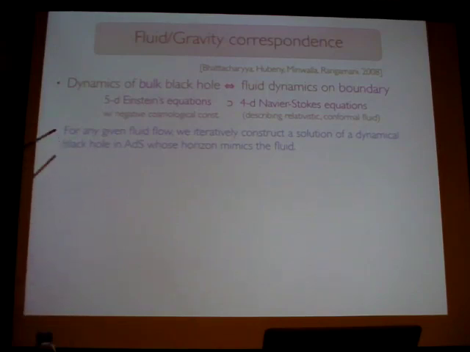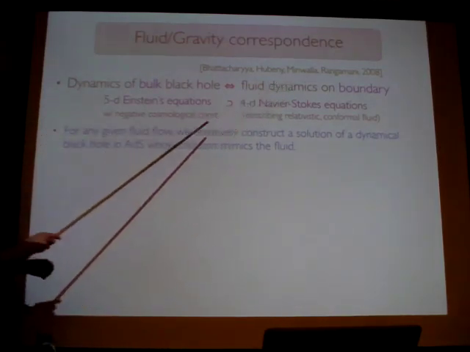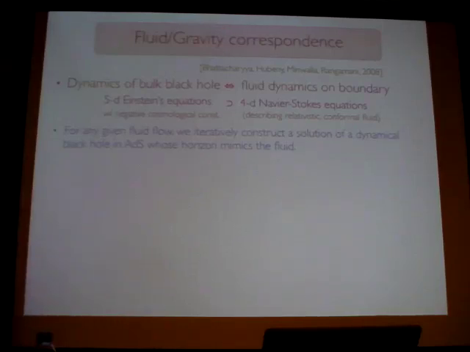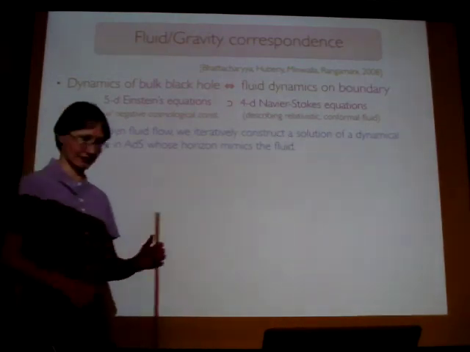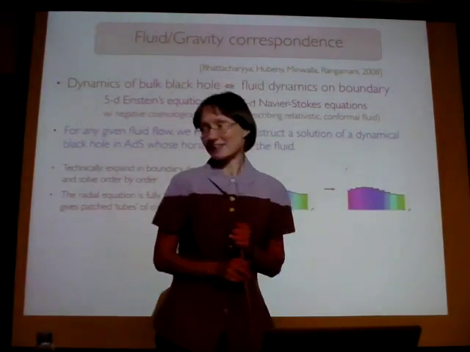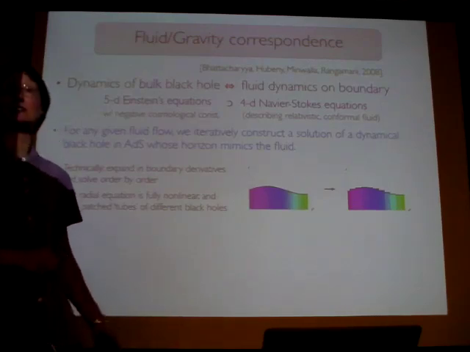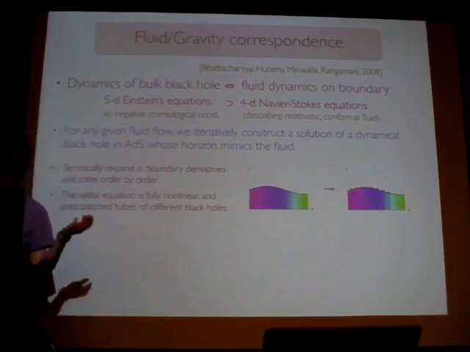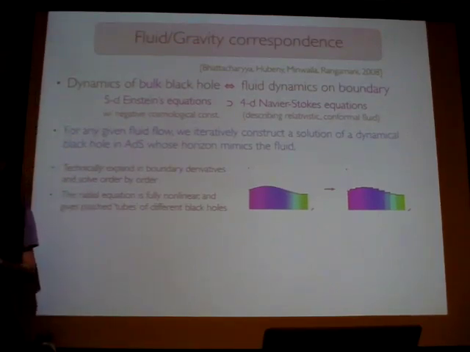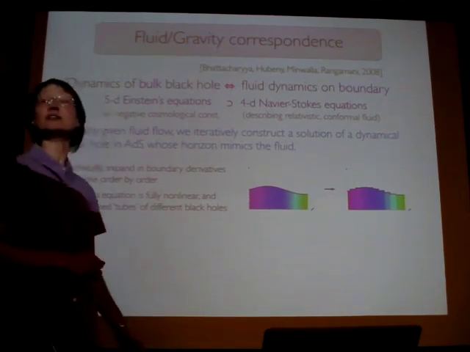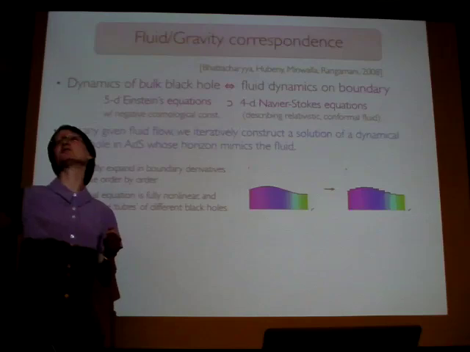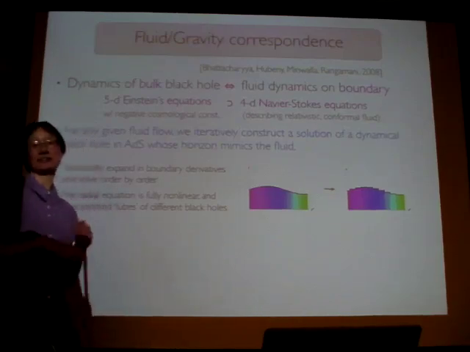So for any fluid flow, we can construct a solution of this dynamical black hole whose horizon then precisely mimics what the fluid is doing. Now this is, of course, easier said than done because, as I said, the equations that the bulk obeys are highly nonlinear PDEs, and solving Einstein's equations exactly one can do only if you have a sufficient amount of symmetries. Otherwise, one could try to linearize Einstein's equations and solve perturbatively near a known solution, but that's not quite what we want to do.